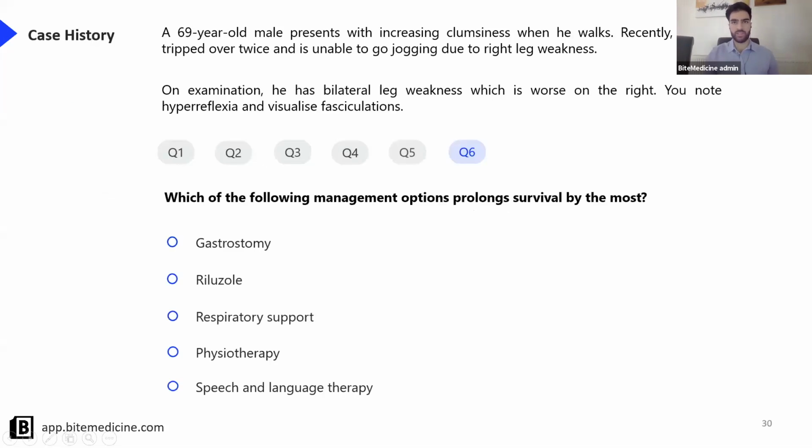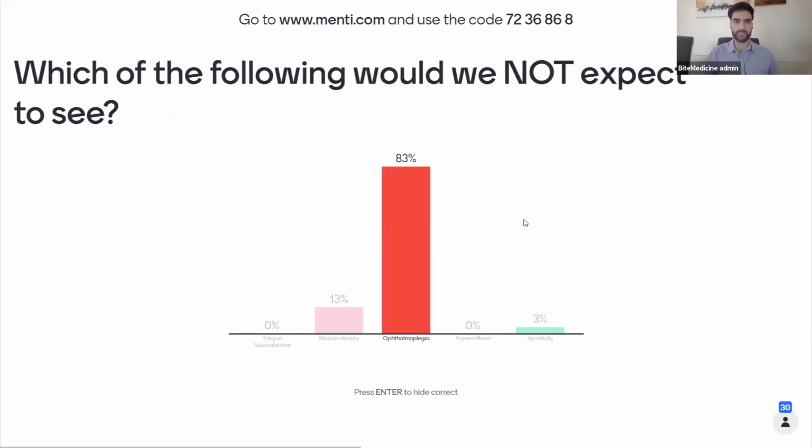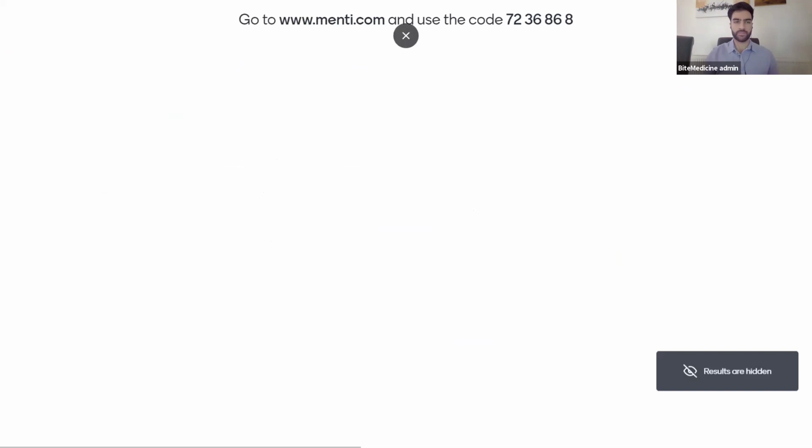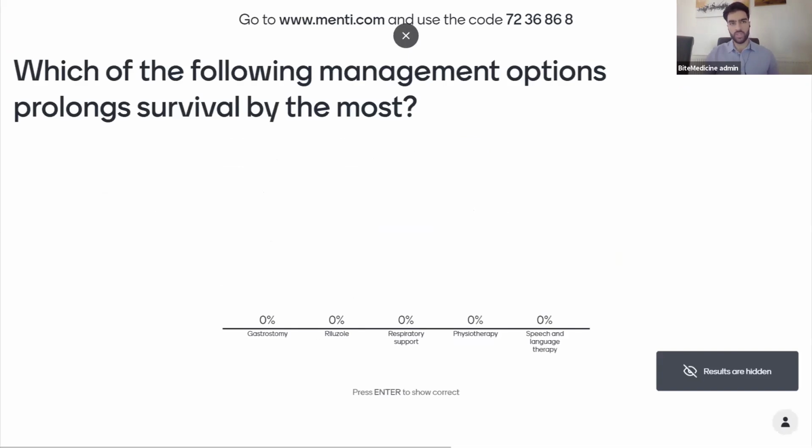Let's move on to the next question. Someone's asked, with increased tone, does the patient find it difficult to move, or is it just when we move it? So when you move it, you'll find it's really stiff.